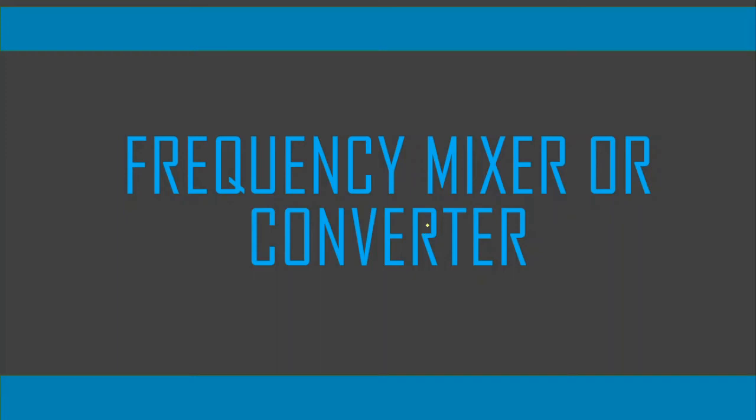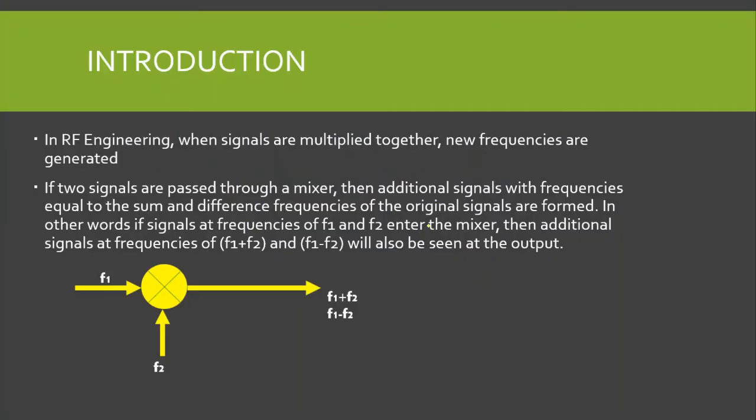In this lecture, we are going to talk about the frequency mixer or frequency converter. In RF engineering, whenever two signals are multiplied, new frequencies are generated. For example, if I have a signal of frequency, say, 1 megahertz, and the other signal of frequency, say, 0.5 megahertz, when I pass these signals to a mixer, that is, when I multiply these signals, as a result I have new frequencies generated. So signals of frequency 1.5 megahertz and 0.5 megahertz are generated.